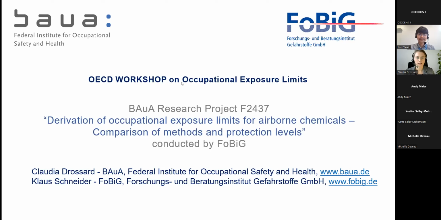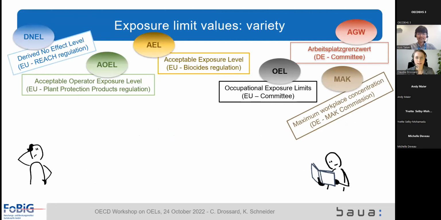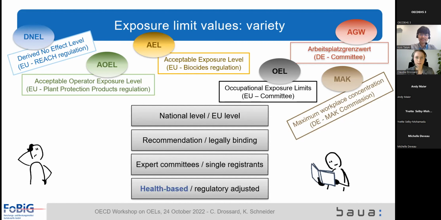So let's first take a look at the variety of exposure limits for the workplace. There exist various values, and health-based guidance values for the workplace are established not only in the context of occupational safety and health legislation, but also in other regulatory areas, for example, DNELs under the EU chemicals legislation REACH. In general, exposure limit values can differ in several aspects, for example, the level on which they apply, the legal status, the origin, and the definition. So there are health-based and regulatory adjusted values. The latter means values that involve considerations of technical or economic feasibility. Our research project focused on health-based values only, and on threshold-based values.